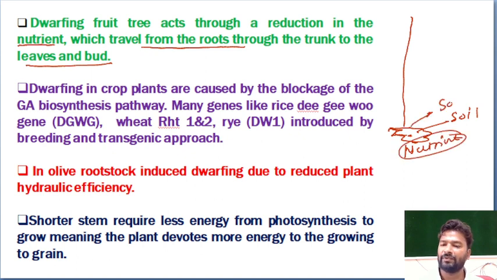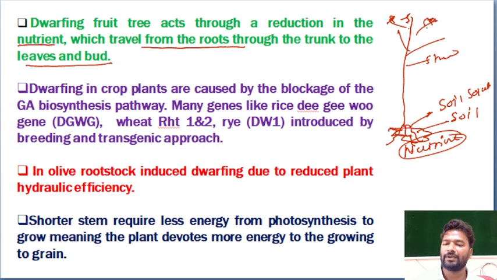So the nutrients are available in the soil solution form, and this is your root system, and this is your shoot, and this is your flower bud. You know that nutrients are absorbed by the root and translocated into the xylem, reach your shoot tissue, and reach your leaf or target tissue.